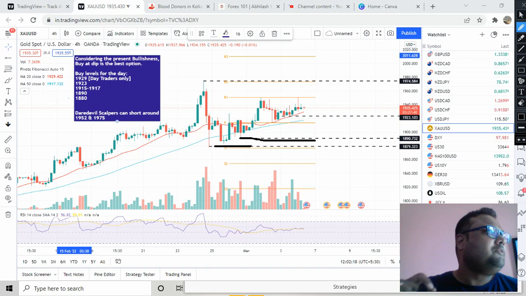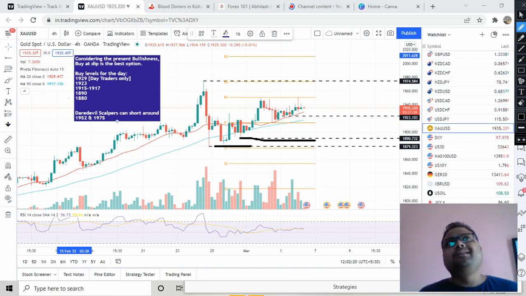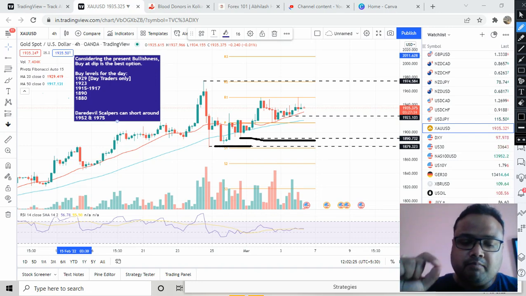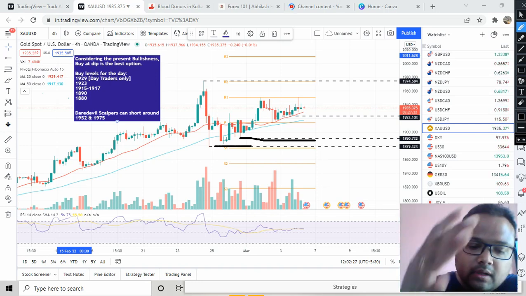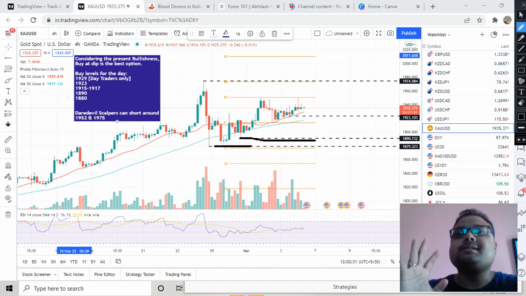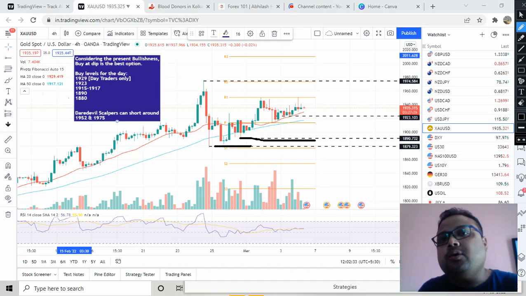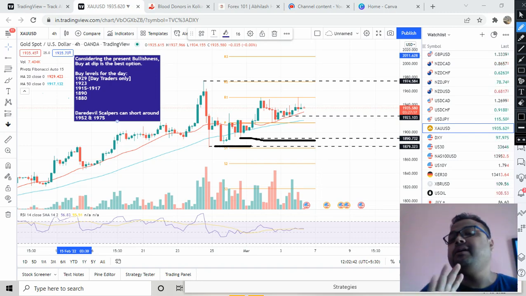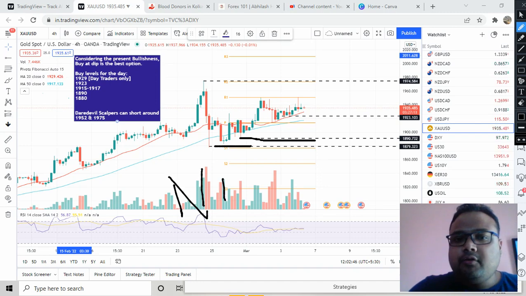We all know it very well that this is a news driven market. News is driving the whole market. So if you see that any news comes out and it is driving the market down, then you can take a sell position. But without any news or without any fundamental factors, do not take a sell position in this market. Taking a sell position is very, very risky. So NFP, be careful, my dear friends.